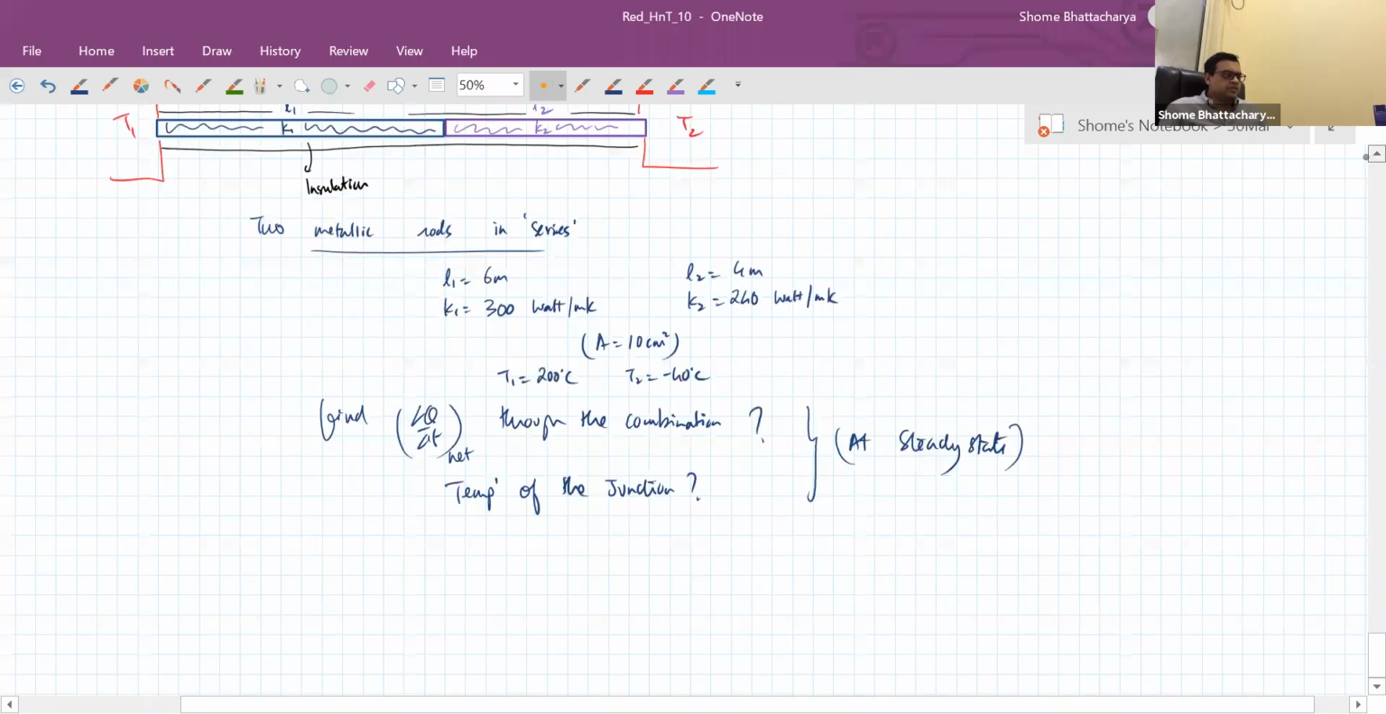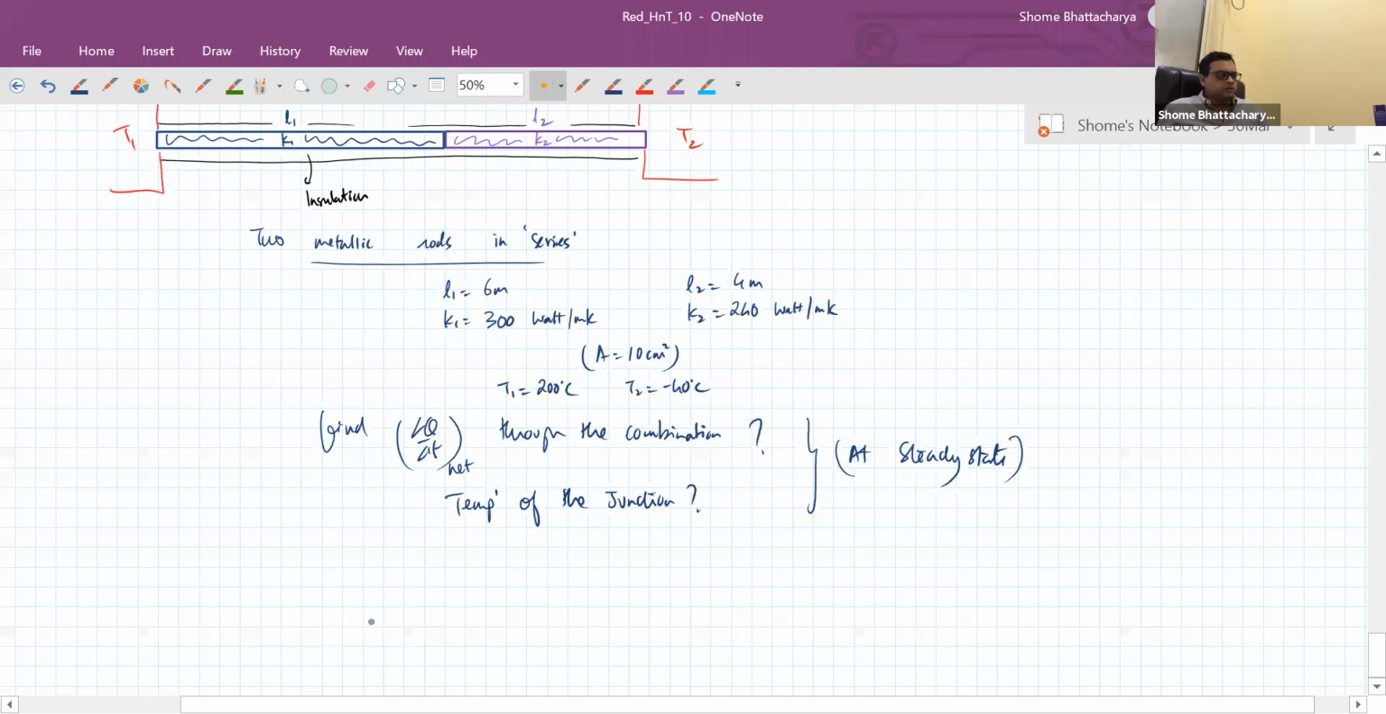Okay, so let's just convert this into a sort of heat circuit type of problem. So this is R1. This temperature of the junction is, let's say, T. This is R2. And this is T1, this is T2. So this is equivalent to a single resistor of R1 plus R2. So these two will be equivalent in terms of current.